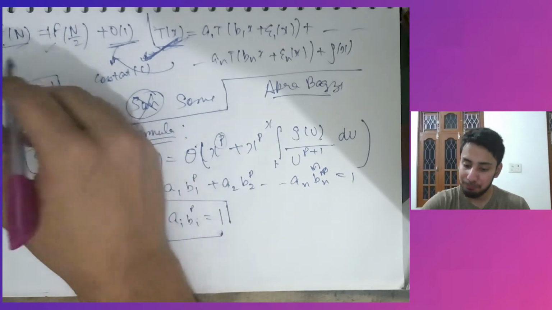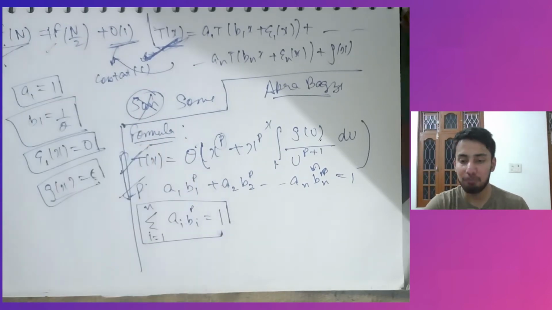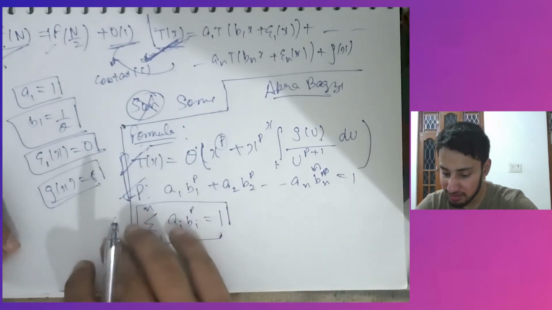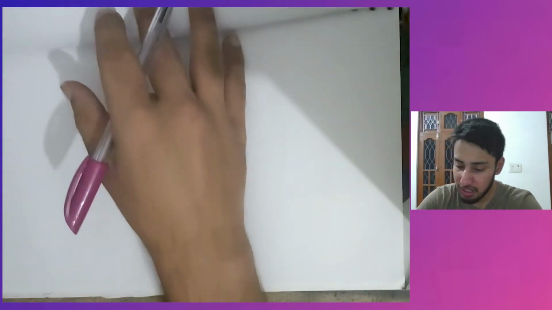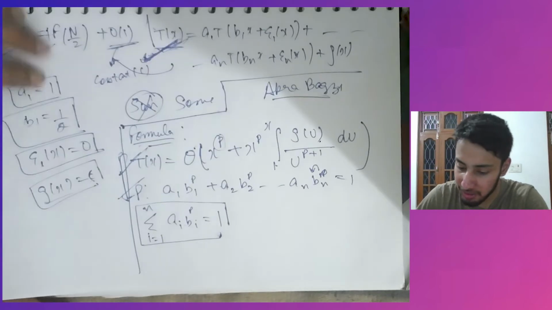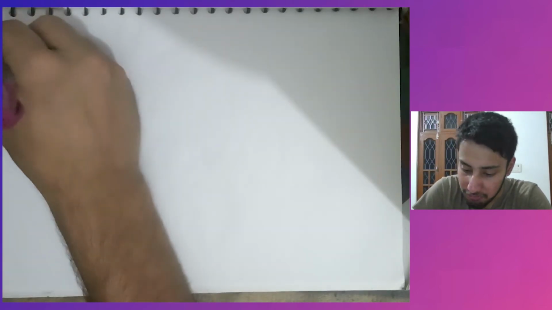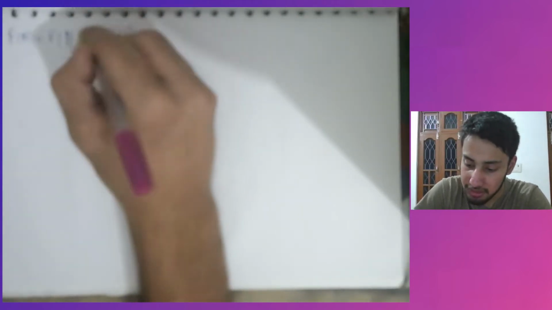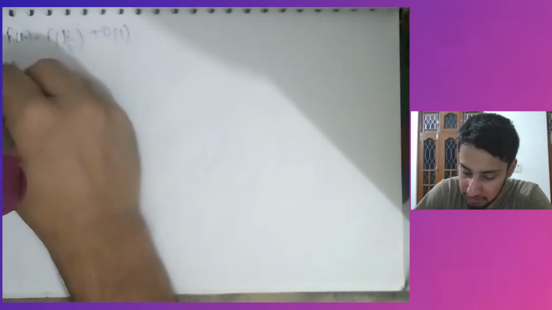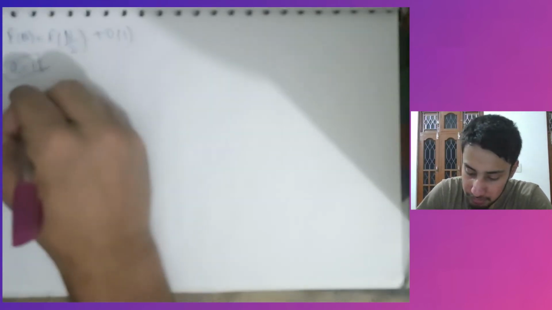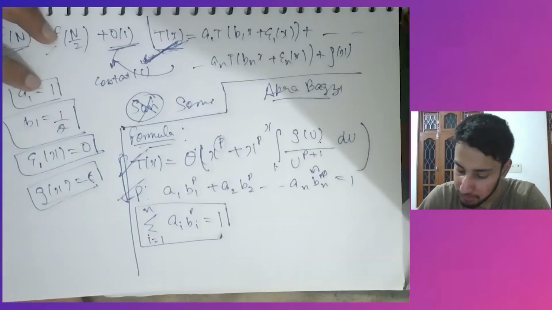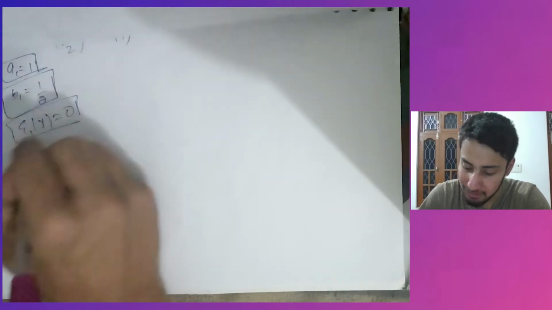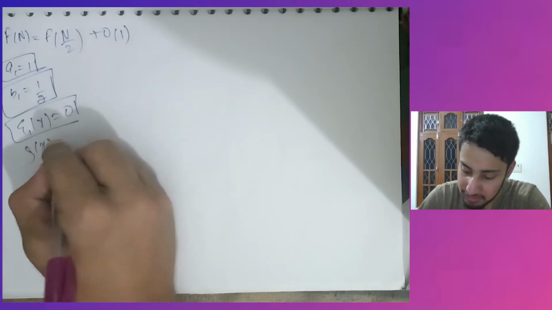Let's try to find now the time complexity of this with the help of this formula. So let me see what these things are. Let me write it again: T of n equals T of n by 2 plus big O of 1. Got it? We have a1 equal to 1, b1 equal to 1 by 2, then h(x) equal to 0, and we have g(x) as constant c.